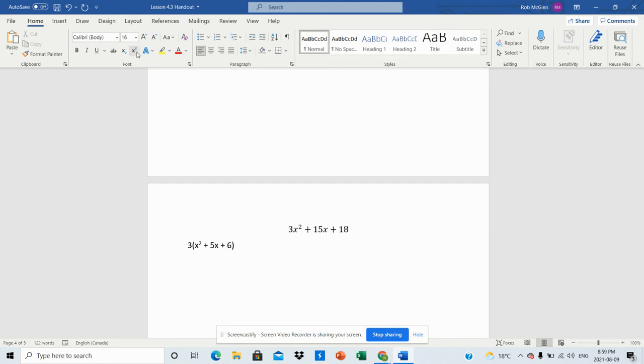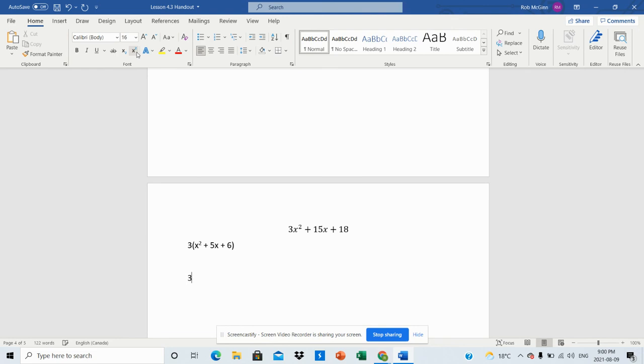So now I've got a simple trinomial in my brackets, and I can factor that further down. I need two numbers that multiply to 6 and add to 5. So you can go through them in your head, and once you've figured it out, resume the video here.